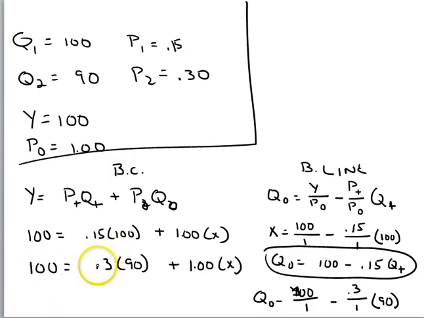Now, at the new prices and quantity, income hasn't changed. It's 100, 30 cents a pound, demand 90 pounds of garbage, and the price of other goods hasn't changed. That's the budget constraint. The budget line, as we know, is Q other goods is equal to Y over the price of other goods minus the price of trash over the price of other goods times the quantity of trash, or 100 over 1 minus 0.15 over 1 times 100 at the original prices and quantity, and 100 over 1 minus 0.3 over 1 times 90, the new prices and quantities.